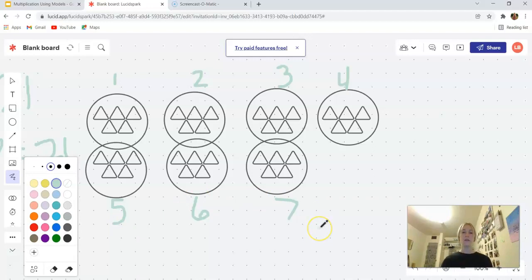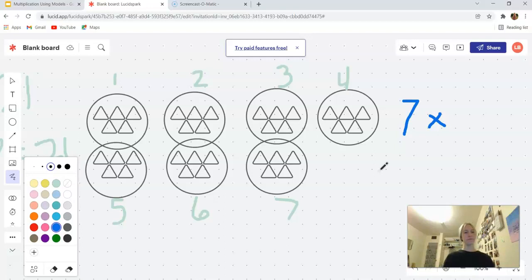So I have 7 groups of triangles. So we're going to put the 7 first. Here, I'll change my color so you can see. I'll put a 7 here because that's talking about the number of groups we have. And then we're going to take 7 and multiply it by how many triangles are in each group. So how many triangles do we see in each group?